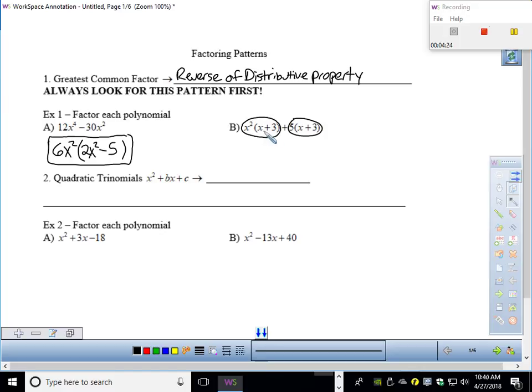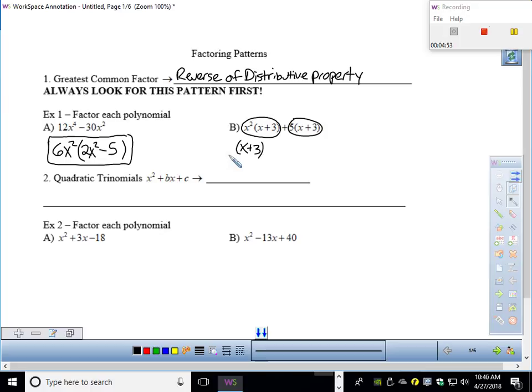If you notice, I've got an x plus 3 in this term I circled, and I have an x plus 3 in this term I circled. And so as a result, everybody, I think we're going to pull out that x plus 3. So it's not a monomial like it was over here. It's what's called a binomial, but that is the greatest common factor.